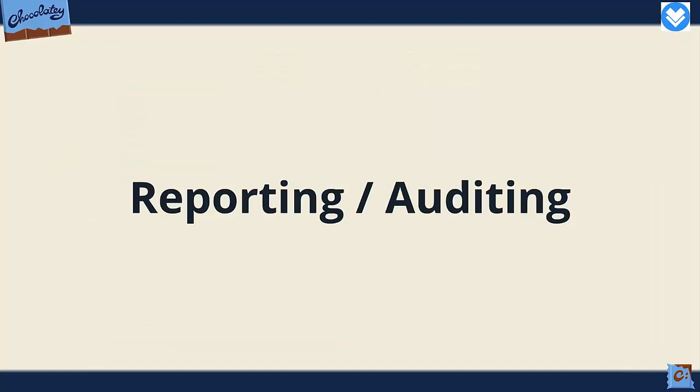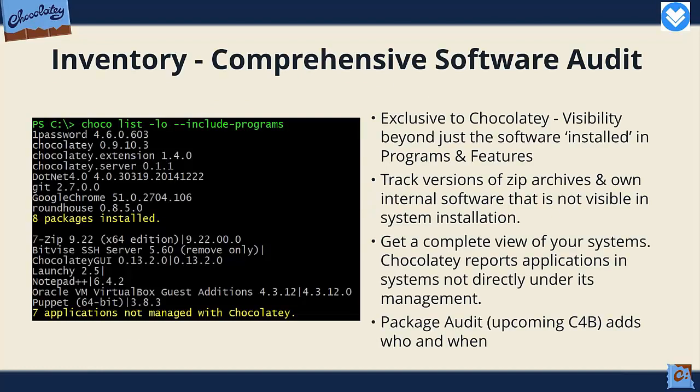Shifting a bit into reporting and auditing. So when it comes to seeing what you have installed, Chocolatey goes beyond programs and features. It's going to show you all that software that you're deploying through Chocolatey, that are zip archives, that could be your own internal software. Could just be configuration that you're managing through Chocolatey and you're wanting to version. And so you're able to do all of that with Chocolatey. Plus you're able to see applications that are not being managed with Chocolatey as well.